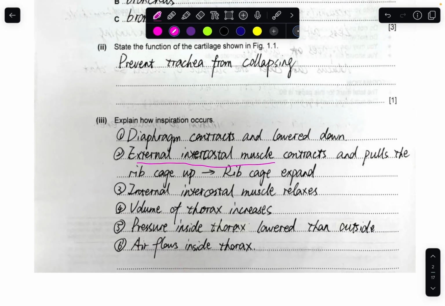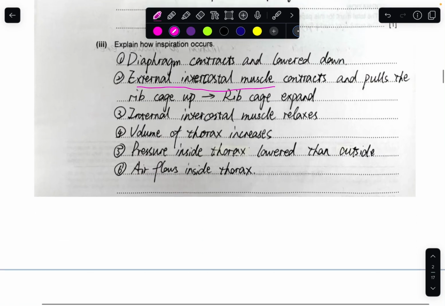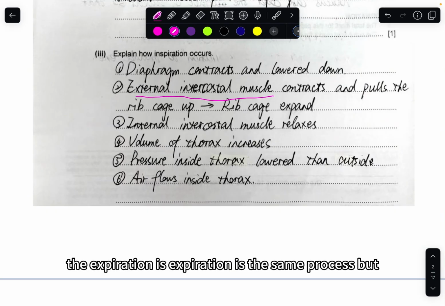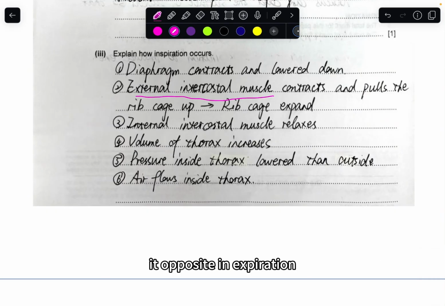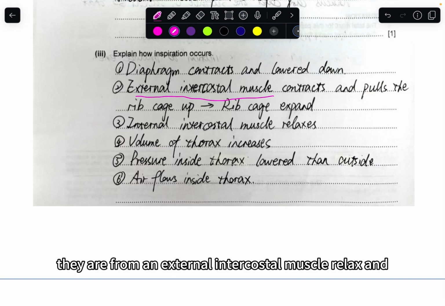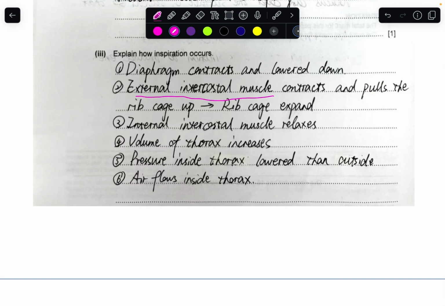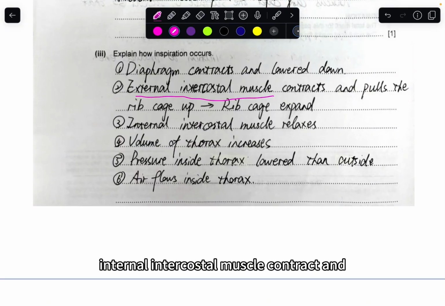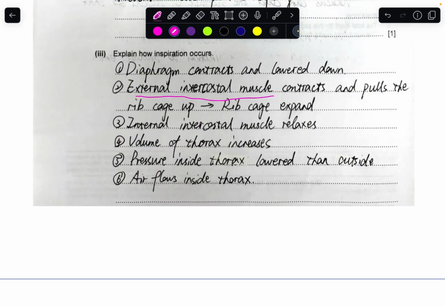And expiration is the same process, but opposite. In expiration, the diaphragm and external intercostal muscle relax and the internal intercostal muscle contracts, and air moves out of your lungs.